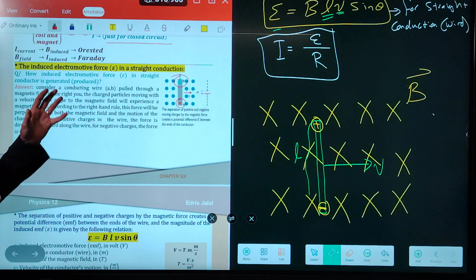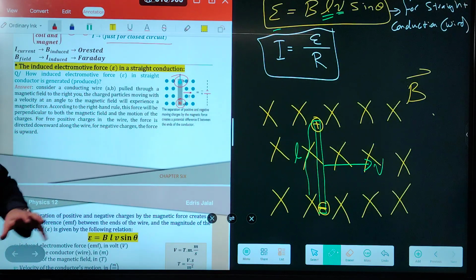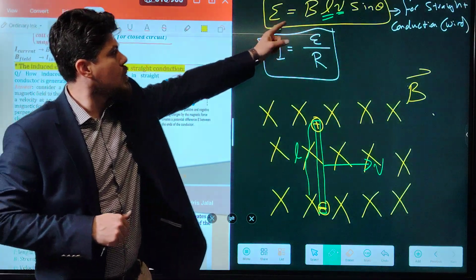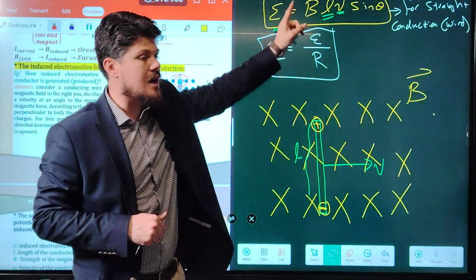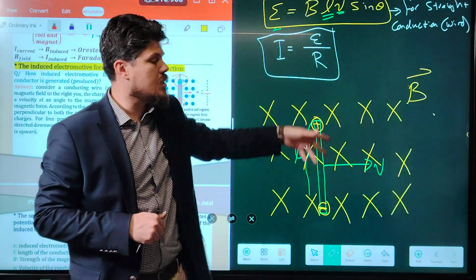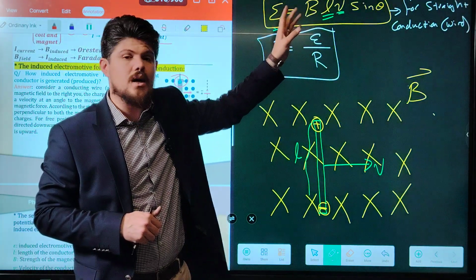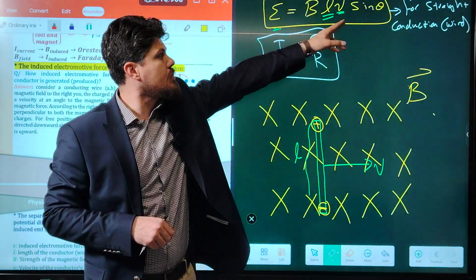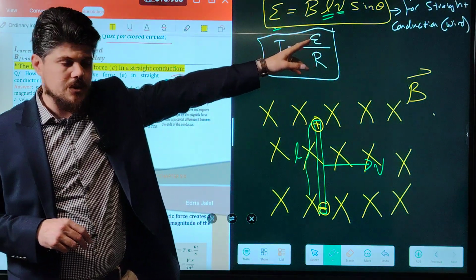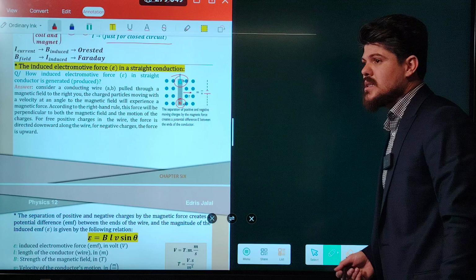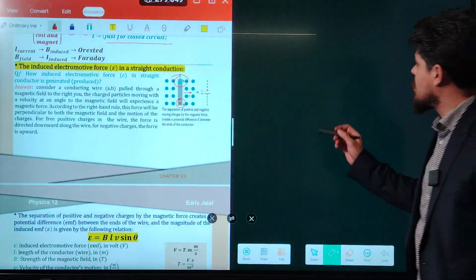So by moving a conductor in a magnetic field, we can create an electromotive force, which depends on what? The amount of the magnetic field, the length of the conductor, and the velocity or speed of the conductor, but it should be moving perpendicular to the magnetic field. If the wire is moving parallel to the direction of the magnetic field, there will be no electromotive force.